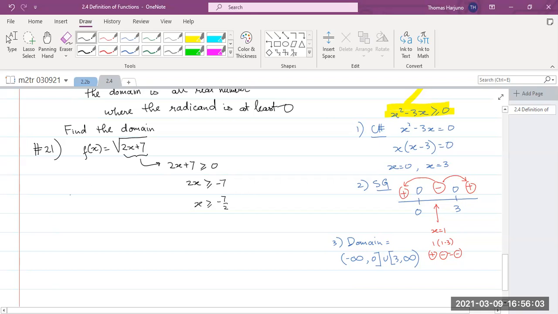So from there you see the domain, in interval notation, is from negative 7/2 up to infinity.